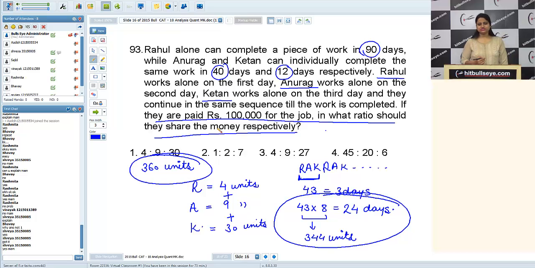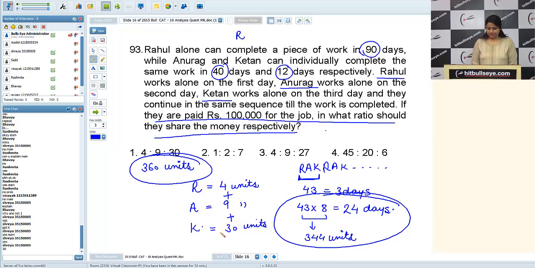Now we want to reach 360. So what is the number of units left? They are 360 minus 344. They are 16. Now Rahul will take his turn, and in his turn he'll do 4 units of work. Anurag will do 9 units of work, and the remaining work is done by Ketan, that is 3 units.